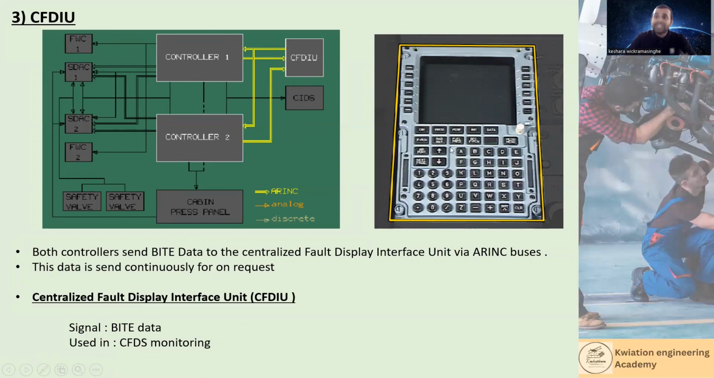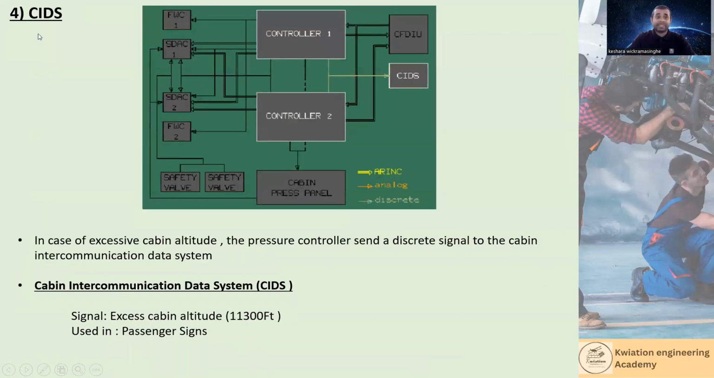It means only when you make a request through the CFDIU will controller 1 or controller 2 send the BITE data. BITE means built-in test equipment. So the centralized fault display interface unit signals are BITE data, meaning built-in test equipment data, and are used in CFDS monitoring. Next one is CIDS, the cabin intercommunication data system.